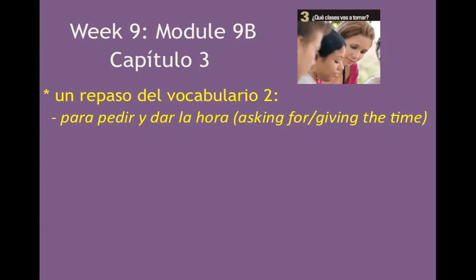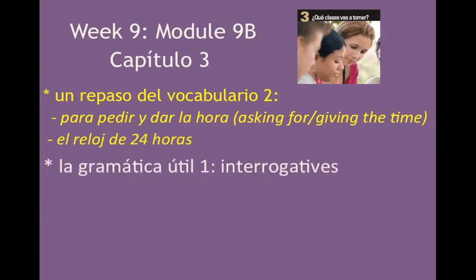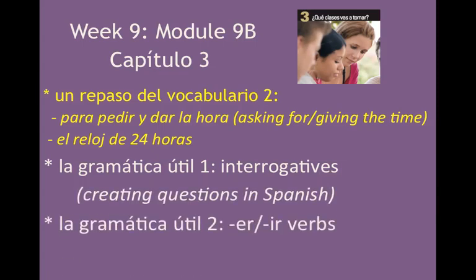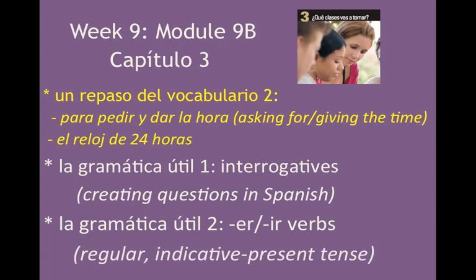Primero, un repaso del vocabulario 2 para pedir y dar la hora, asking for and giving the time, y el reloj de 24 horas. Take a quick look at telling time once again. La materia nueva para este module 9B, la gramática útil 1, interrogatives, creating questions en español, y la gramática útil 2, we'll move on to a new batch of verbs, this time verbs ending in ER and IR. And as with the AR verbs, these are regular, indicative, or present tense. That means present tense verbs.